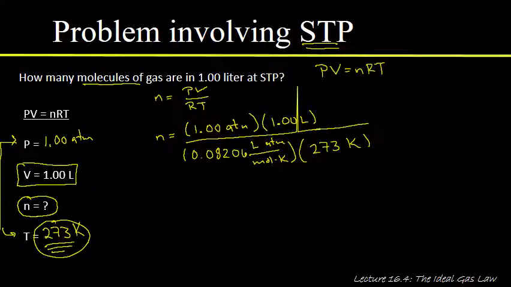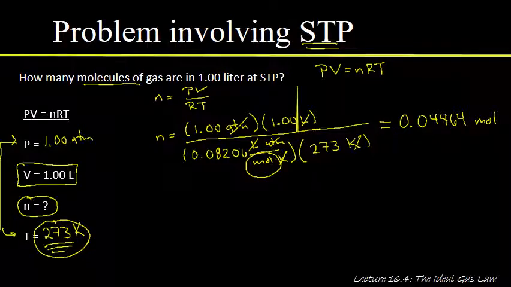Now, again, we put all of our units in here. Let's go make sure they cancel. Our Kelvins cancel, our liters cancel, atmospheres cancel, and we end up with moles in the denominator of the denominator. And if something is in the denominator of the denominator, it moves up into the numerator. So put all these things in the calculator, and when you crunch the numbers, hit the equal sign, you get 0.04464 moles.